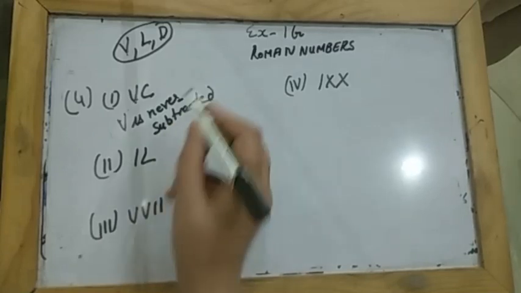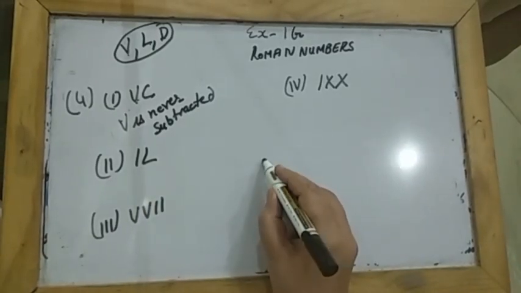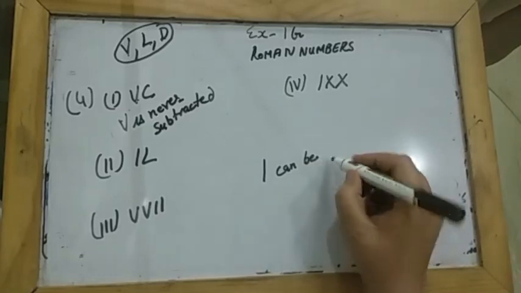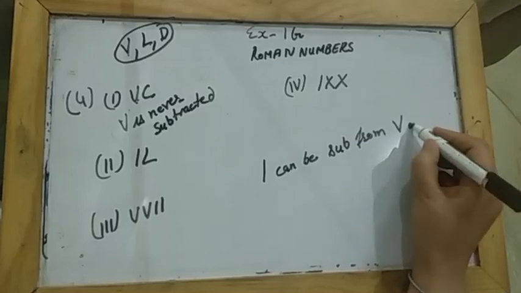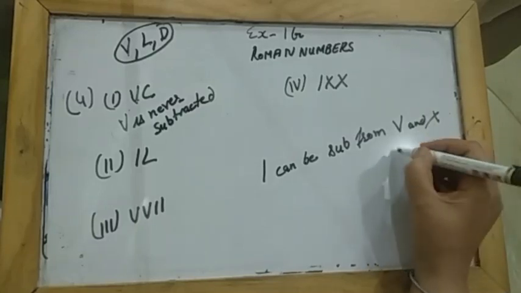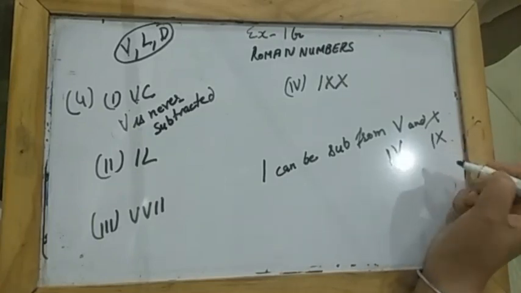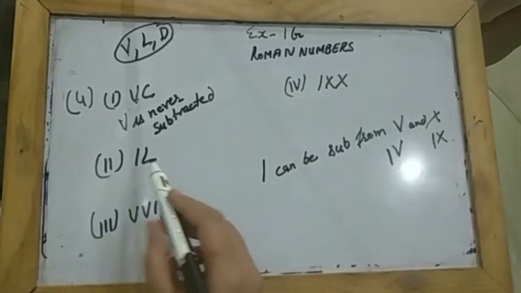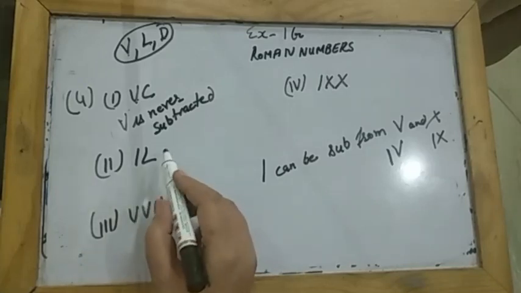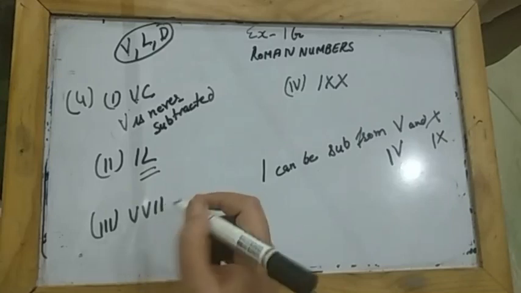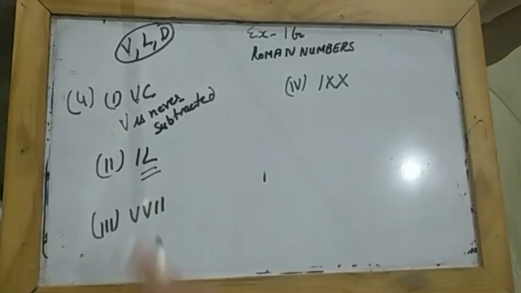And then the next is IL. If again you remember, I said that I can be subtracted from which numbers? Now I can be subtracted only from V and X. If I write at the back of V, it becomes 4. If I write at the back of X, it becomes 9. But I can subtract I only from V and X and not from L. So the reason for this is that I can be subtracted from V and X only and not from L.